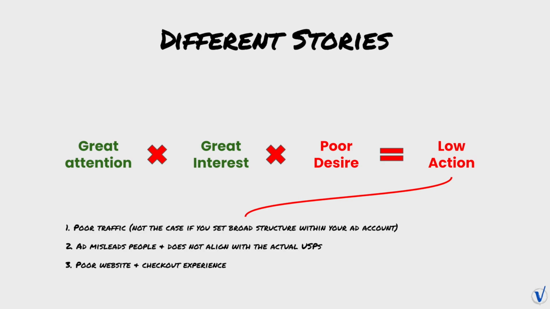The second problem that I see a lot more often happening within ad accounts is that an ad misleads people and does not really align with the actual USPs. Let's just take the example that within your ad you claim that you're going to give every email subscriber €1,000 right out of the gate, right?